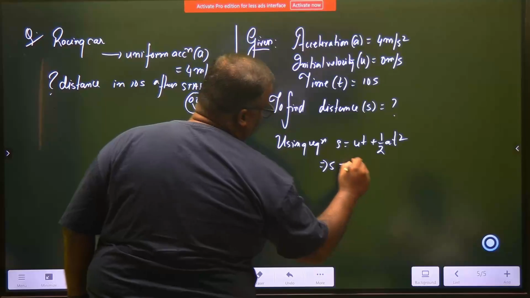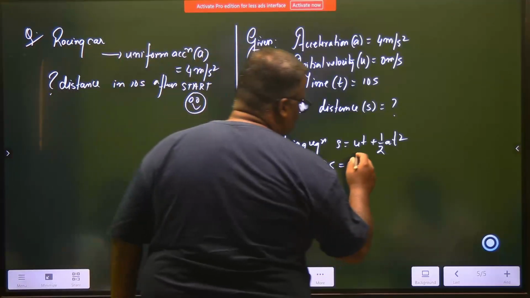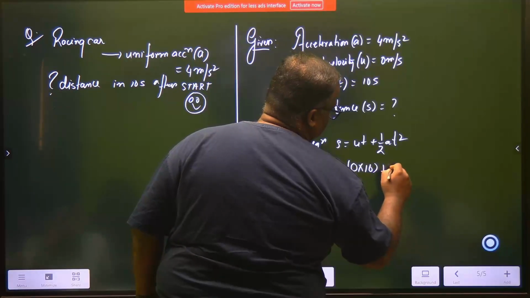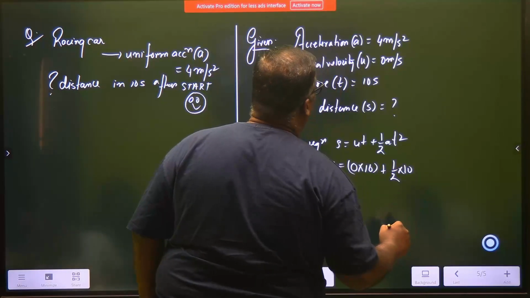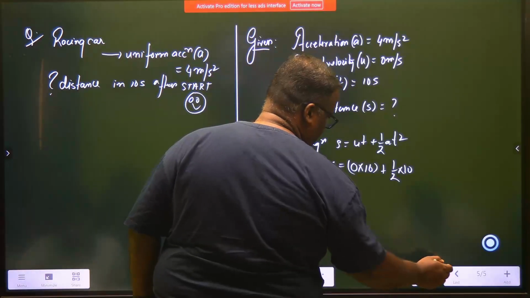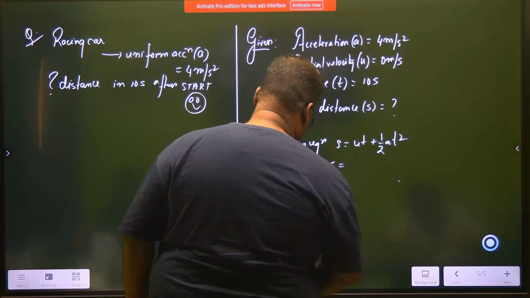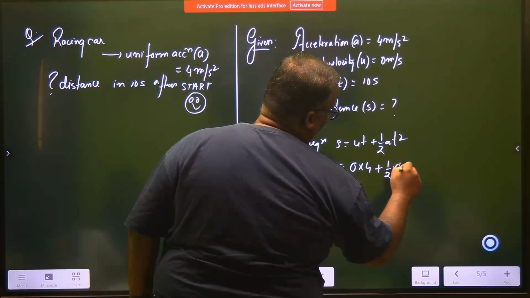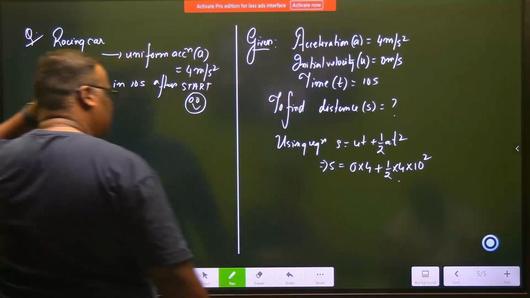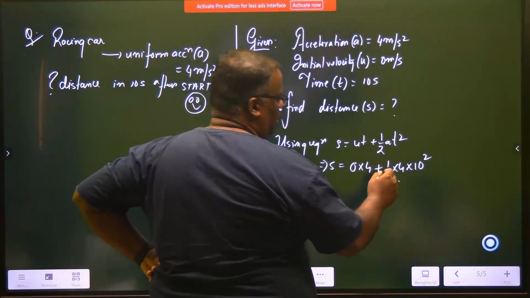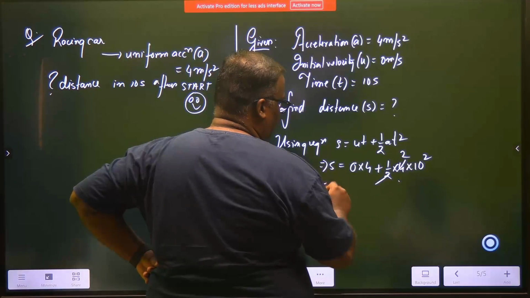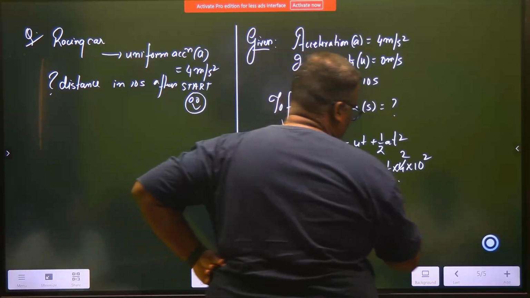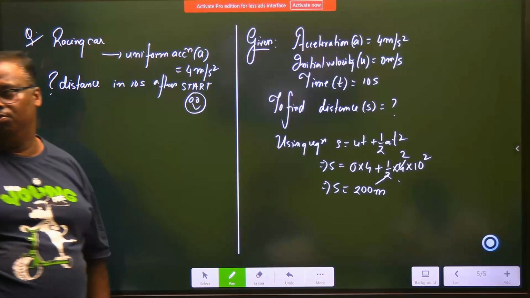So S becomes, what is your U, children? Initial velocity 0, so this portion becomes 0. 0 into 4, okay, plus half into 4 into 10 square. So 2 into 4 is... So the value of S we are getting is how much? 200 meters. This body will be moving 200 meters.